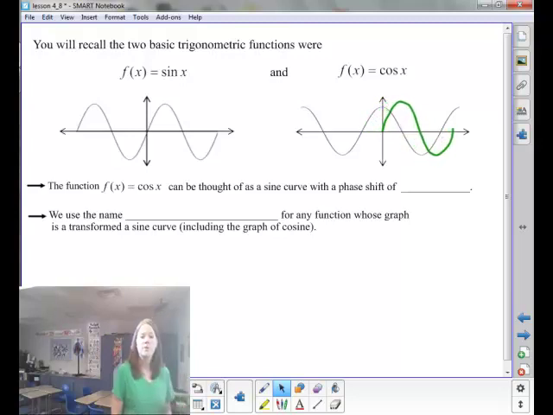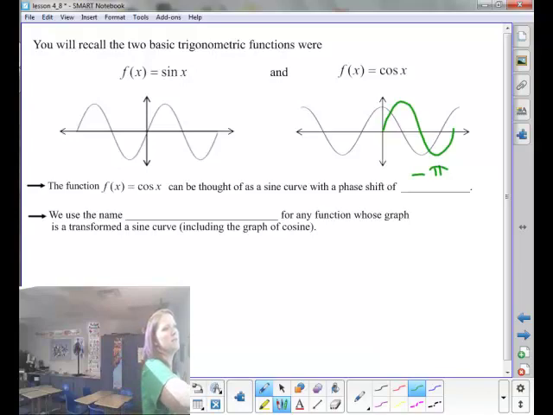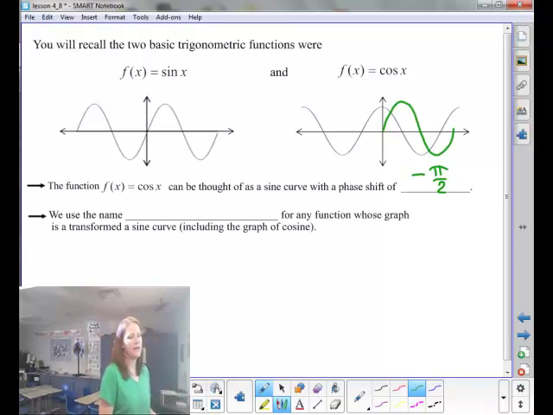So for the function f of x equals cosine of x, we can think of it as a sine curve. It just is a sine curve with a phase shift. How far? One little tick mark would be pi over 2 to the left. So if we take a sine curve and move it pi over 2 to the left, we get a cosine curve. Then there's really not much difference between a sine and a cosine, just the phase shift, and either shape can be based on a sine curve. And we're going to have a name for that. It's called a sinusoid.